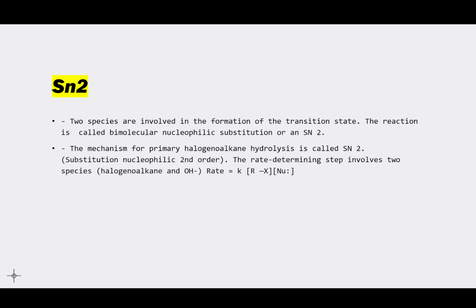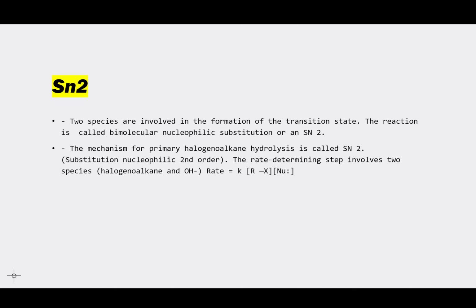So SN2, two species are involved. That's why it's an SN2 reaction: two species involved in the formation of a transition state. The reaction is called bimolecular nucleophilic substitution, or we just call it SN2. Bimolecular because there are two molecules. The mechanism for primary halogenoalkane hydrolysis is called SN2, or substitution nucleophilic second order. That is what it's called.